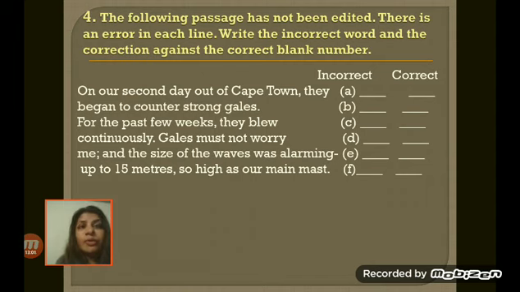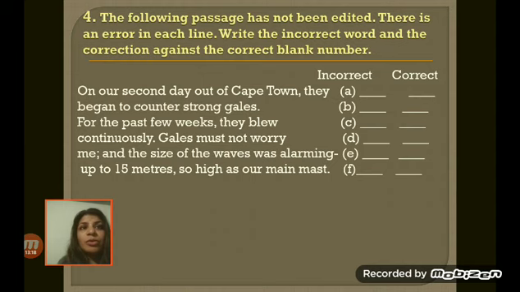Up to 15 meters, so high as our main mast. So high as our main mast. This is wrong usage. क्या होना चाहिए यहाँ पे? As high as our main mast.